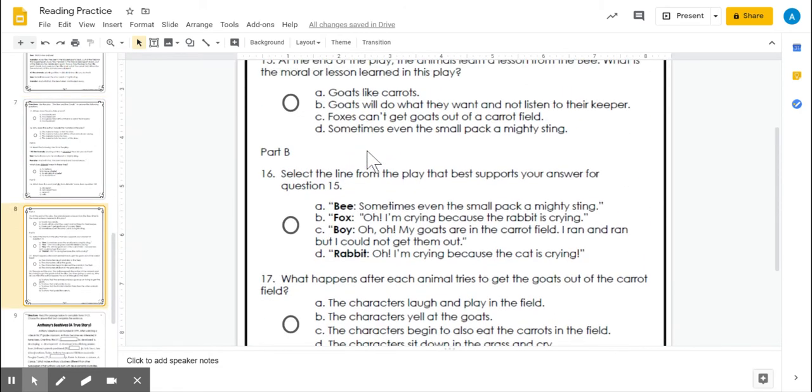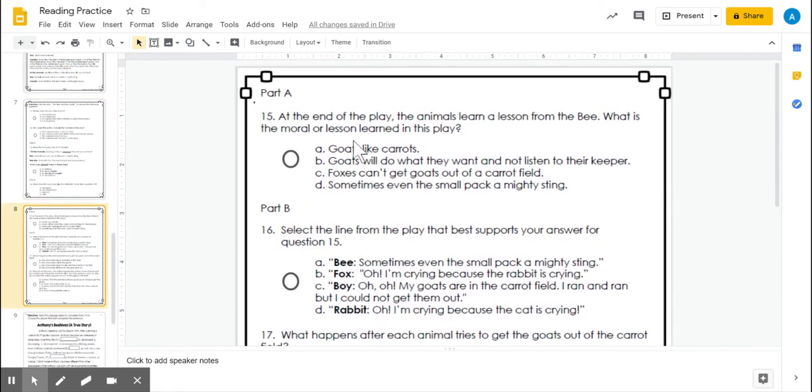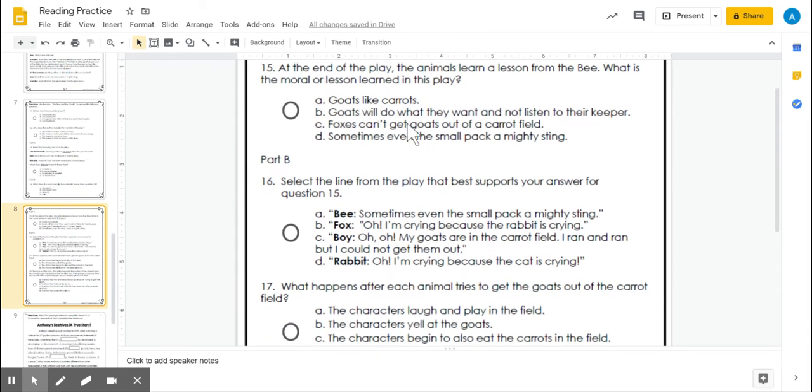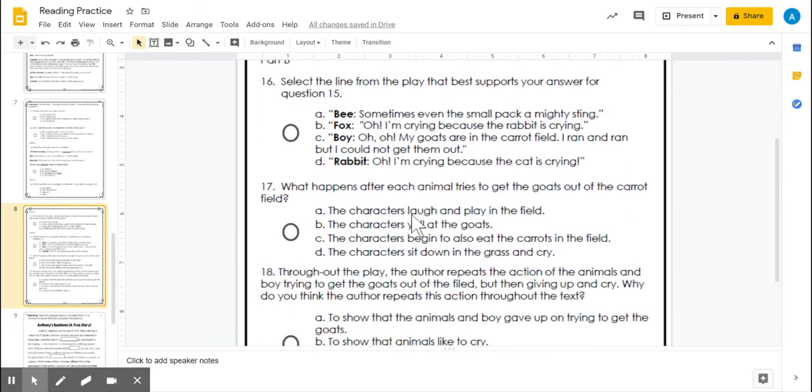And then 15, at the end of the play, the animals learn a lesson from the bee. What is the moral or lesson from the play? So what do we learn? 16, select the line from the play that best supports your answer for question 15. So how do you know that this is a lesson? What supports it?